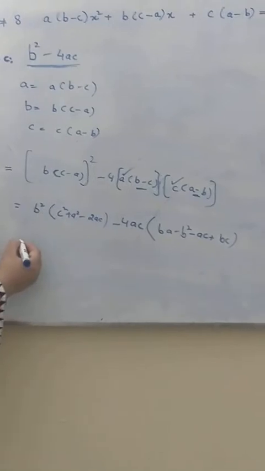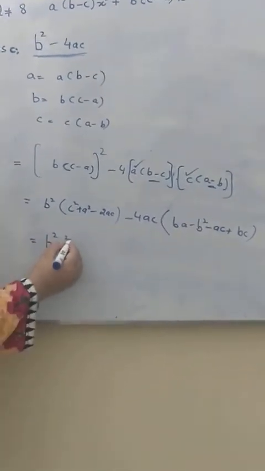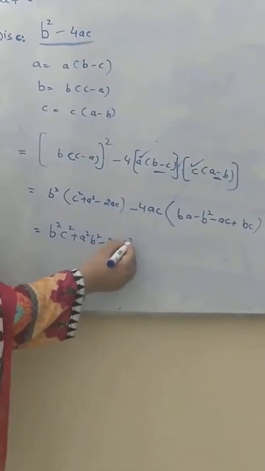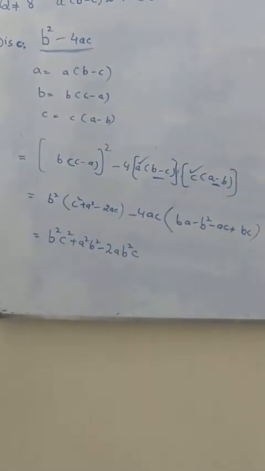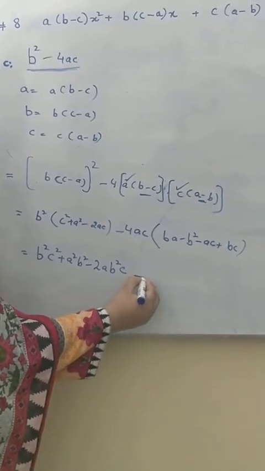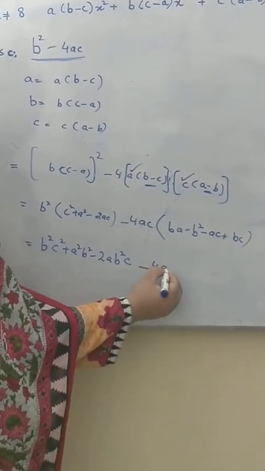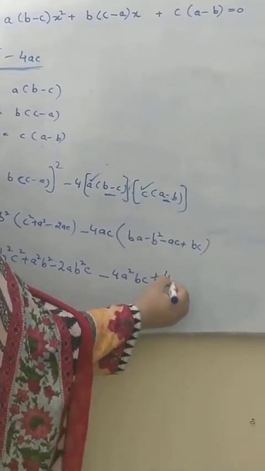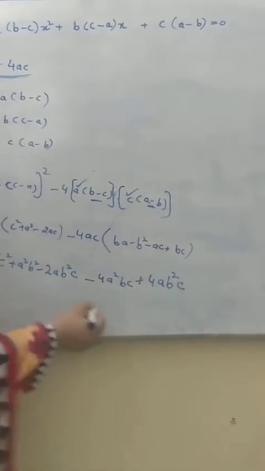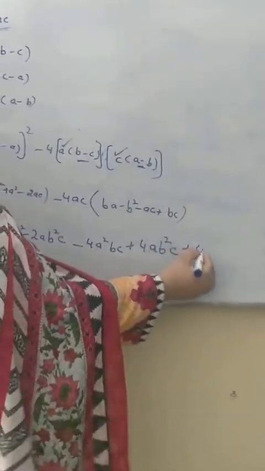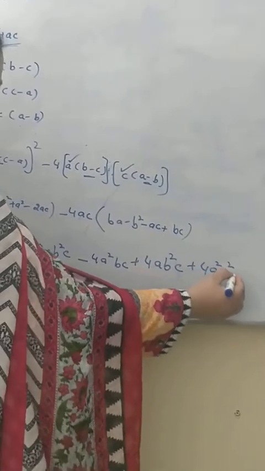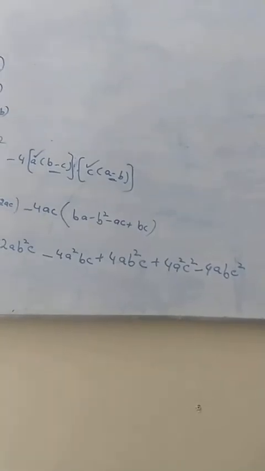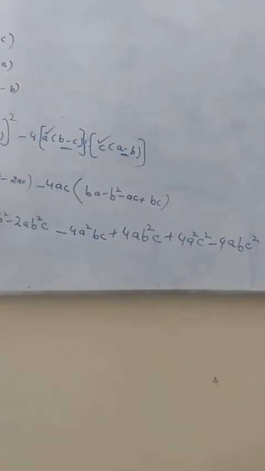Now we will open these two brackets: b square c square plus a square b square minus 2ab square c minus 4a square bc, minus minus plus 4ab square c, minus minus plus 4a square c square minus 4abc square. This value we have taken after simplifying these two expressions.